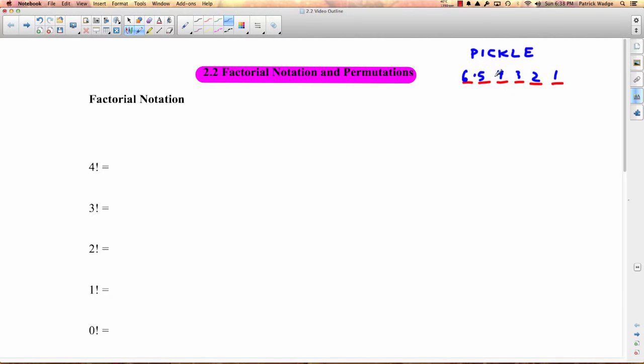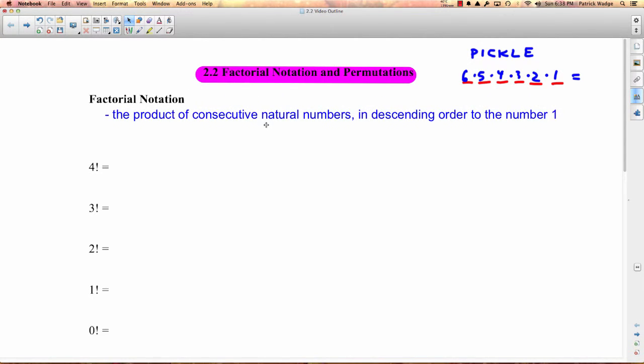And what do I do with all those in order to figure out how many arrangements there are? I multiply them. 6 times 5 times 4 times 3 times 2 times 1 will give you your answer. I'm not so much interested in the answer here. What I'm interested in is this pattern of multiplying successive lower and lower and lower numbers. This happens a lot in permutations, in combinations, and so what we have to help us with that is something called factorial notation.